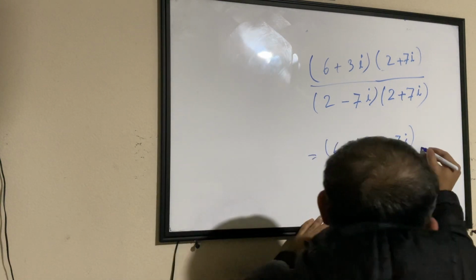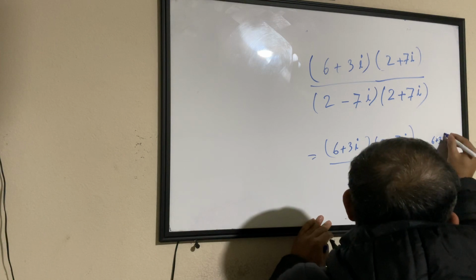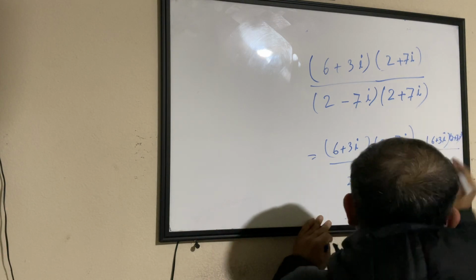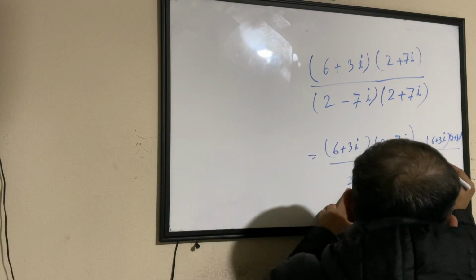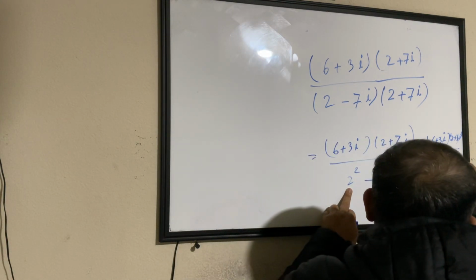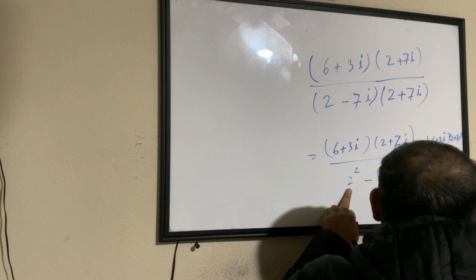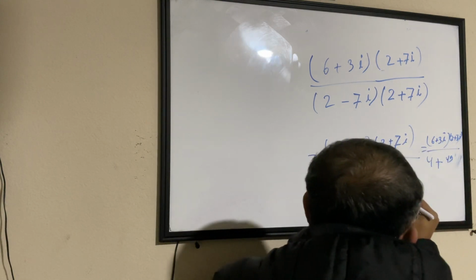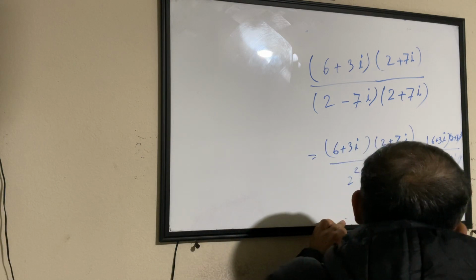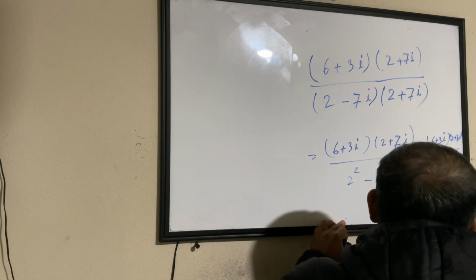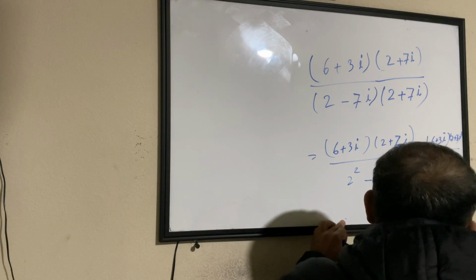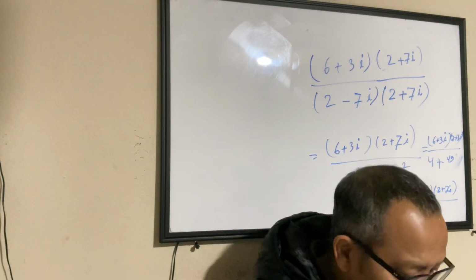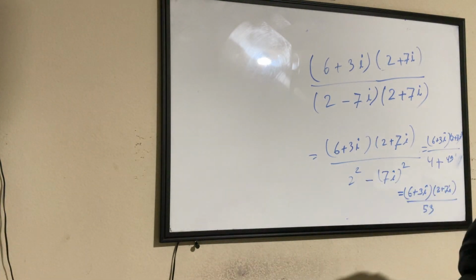So this became (6 + 3i)(2 + 7i) divided by 4 minus 49 i squared, which is minus 1. So this becomes plus, and we have (6 + 3i)(2 + 7i) divided by 53. Now this is a much more simplified version of a complex number, and we are not done yet.